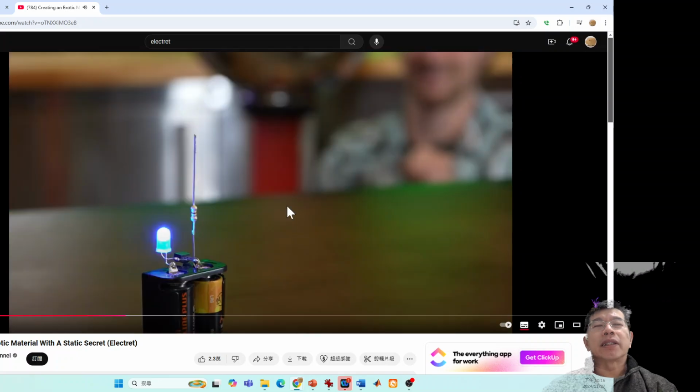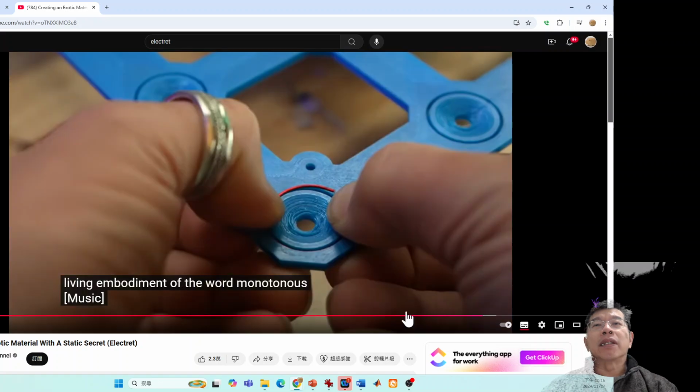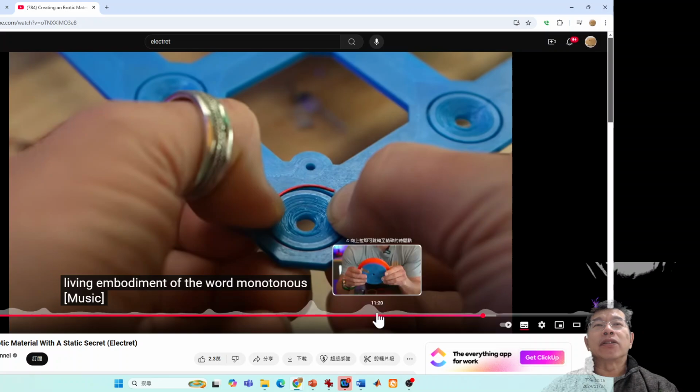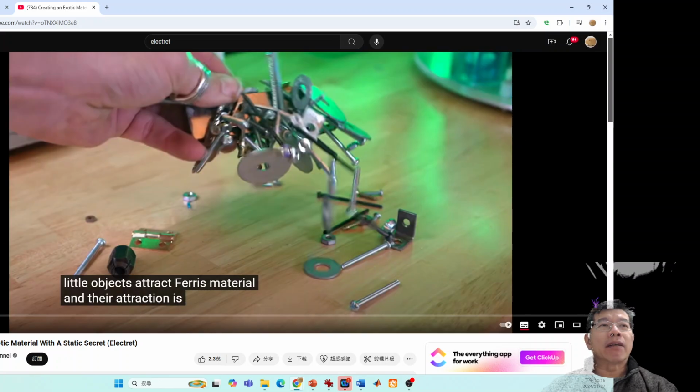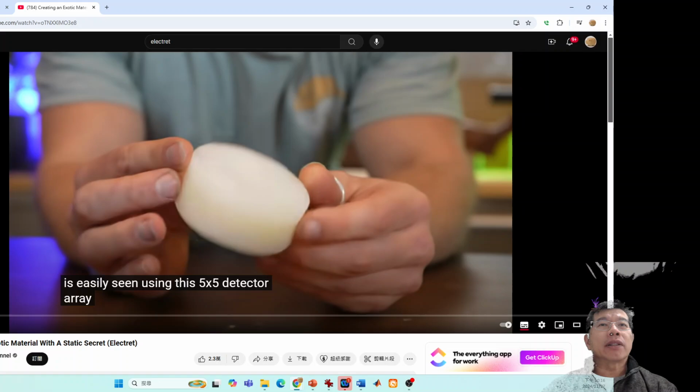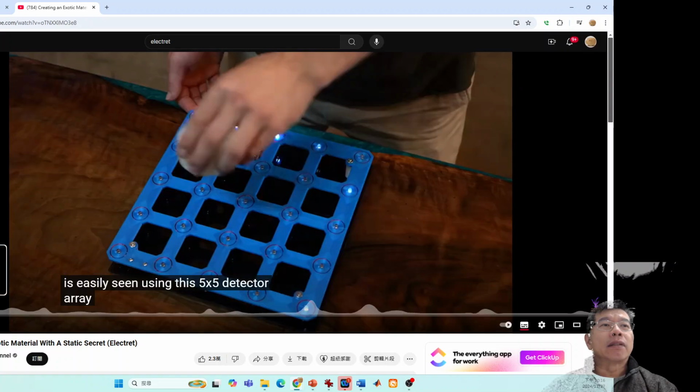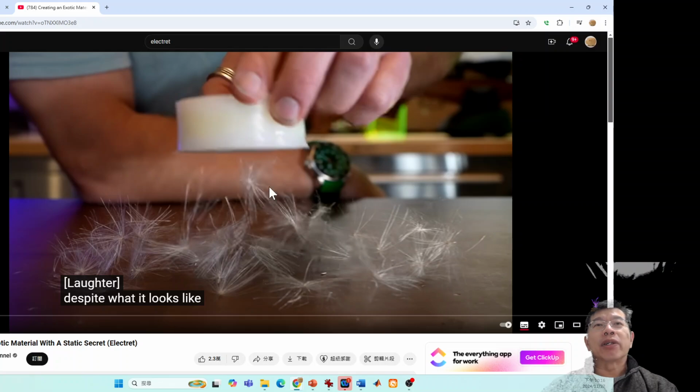Okay, so that's it. So eventually he made the electret using a certain complicated method and made sure that the piece of material actually carries the charge from the beginning and can attract anything just like a magnet. And you should go through the video because this is fun to watch.